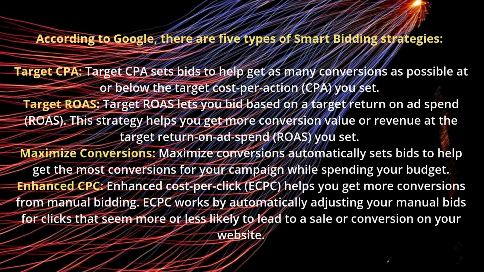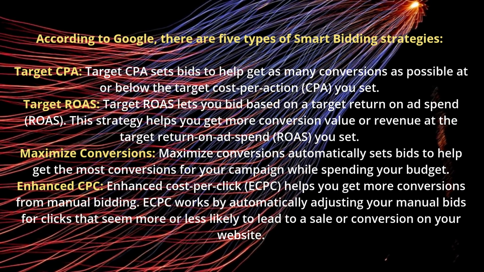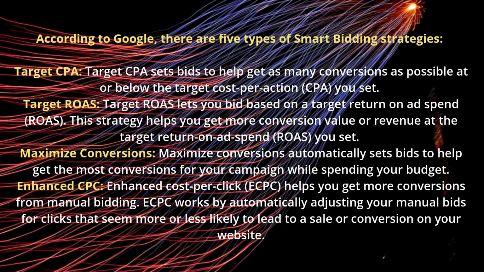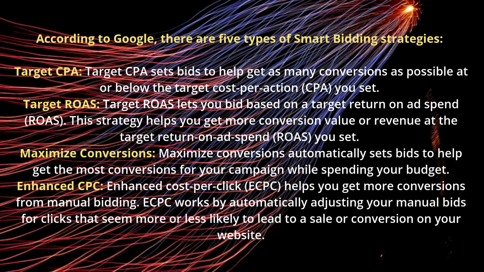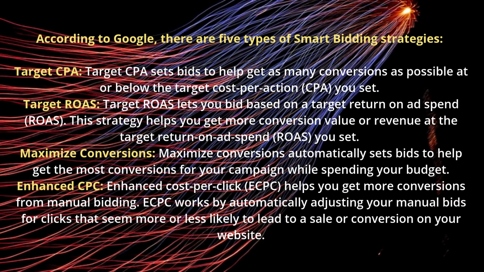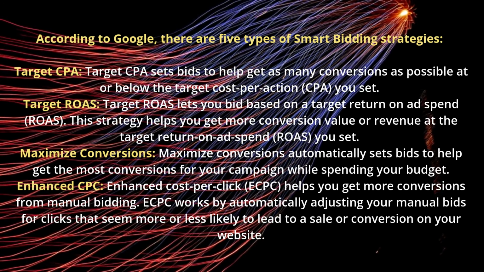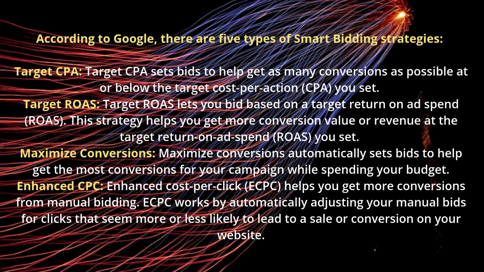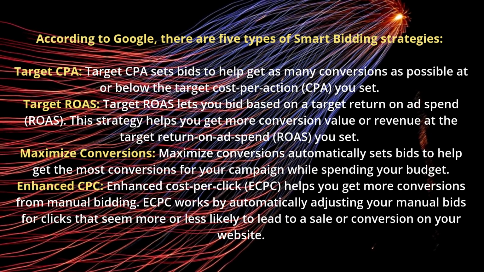According to Google, there are 5 types of smart bidding strategies. Target CPA. Target CPA sets bids to help get as many conversions as possible at or below the target cost per action, CPA, you set. Target ROAS. Target ROAS lets you bid based on a target return on ad spend, ROAS. This strategy helps you get more conversion value or revenue at the target return on ad spend, ROAS, you set. Maximize Conversions. Maximize Conversions automatically sets bids to help get the most conversions for your campaign while spending your budget.